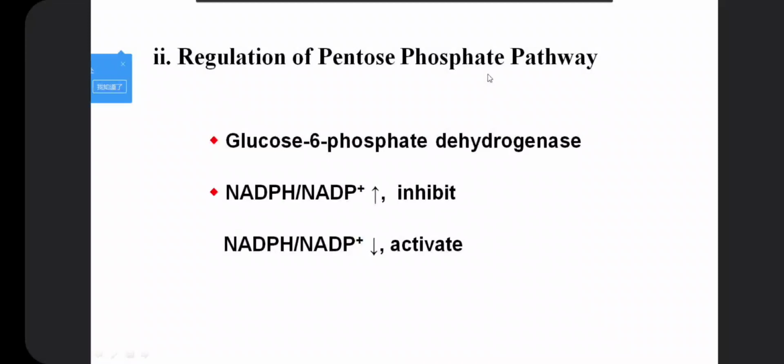And how is the pentose phosphate pathway regulated? In fact, it depends on the activity of this enzyme, glucose 6-phosphate dehydrogenase. And the activity of this enzyme depends on the need for NADPH in our body. If we need more NADPH, then this enzyme will be activated. If we don't need NADPH, then the activity of this enzyme will be inhibited. Okay, so this is the regulation of the pentose phosphate pathway you should remember. In fact, the regulation of this pathway is to regulate the activity of G6PD, and its activity depends on the need for NADPH in our body.